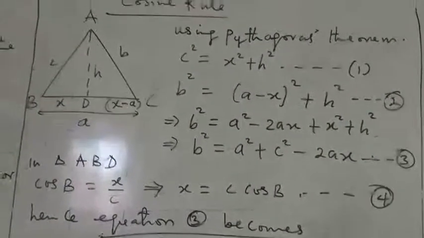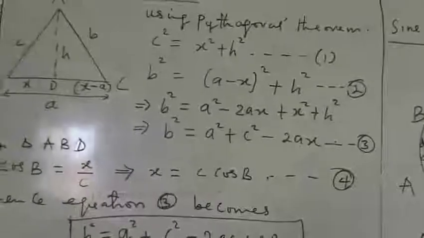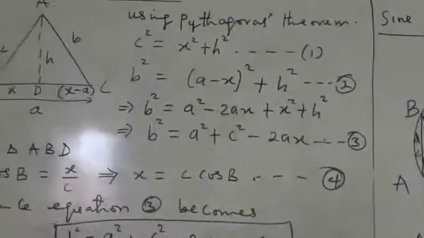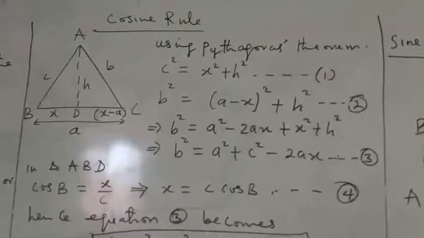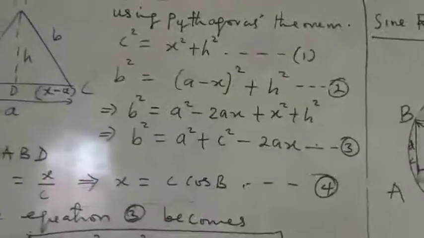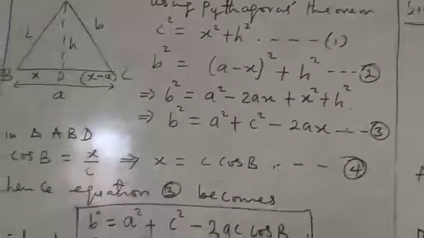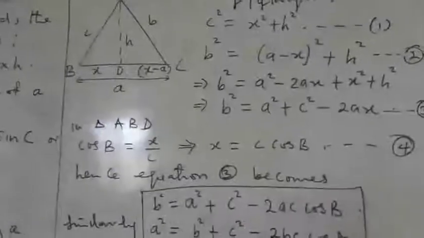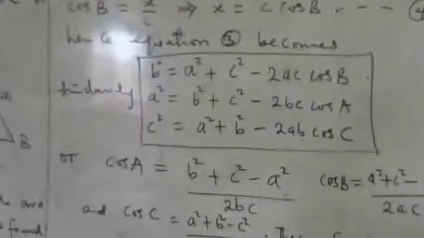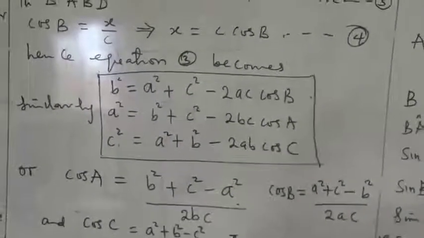Expanding equation 2, we have a square minus 2ax plus x square plus h square. But from equation 1, we know that c square is x square plus h square. So substituting that in equation 2, I have b square equals a square plus c square minus 2ax. Call that equation 3. In the diagram, cos B is x over c, so x is c cos B. Hence equation 3 becomes b square equals a square plus c square minus 2ac cos B.